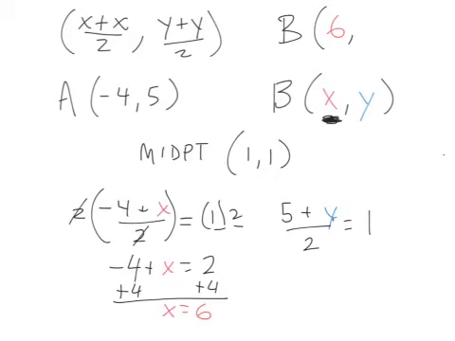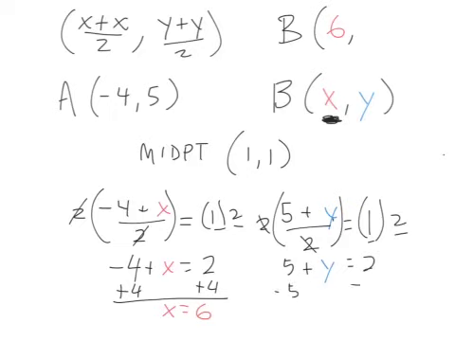Again, a two-step equation. We're going to multiply both sides by 2, then isolating 5 plus our unknown value for B's y value equals 1 times 2, which is 2. Subtracting 5 from both sides, we will then see that y equals negative 3. Great, and there we are.